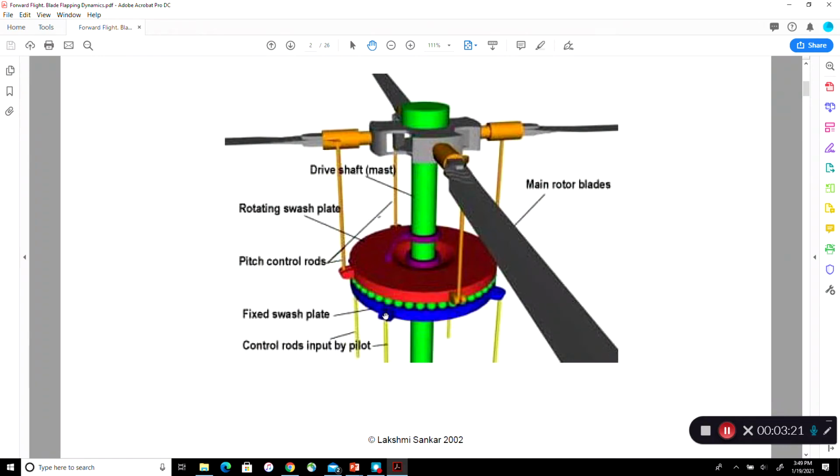So all we have to do is push this rod up and put this rod down. That means tilt this blue disc. Then whenever it comes here, this blade will pitch up. This blade here will pitch down. So you see, 180 degrees apart, things are changing. Same way, when this rod goes up, this blade will pitch up, and when this rod goes down, this blade will pitch down. This is a simplistic picture.